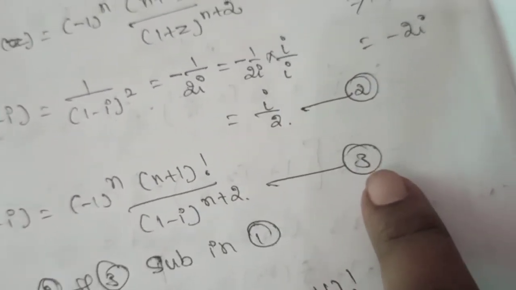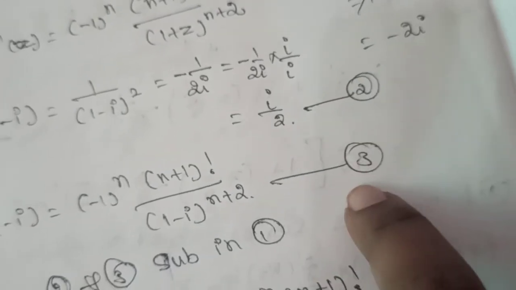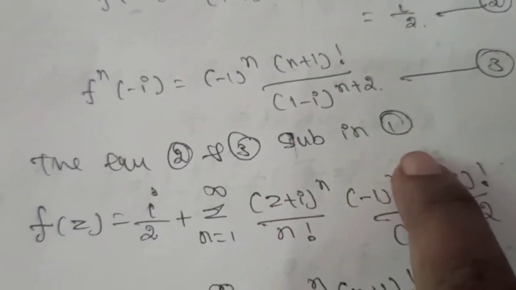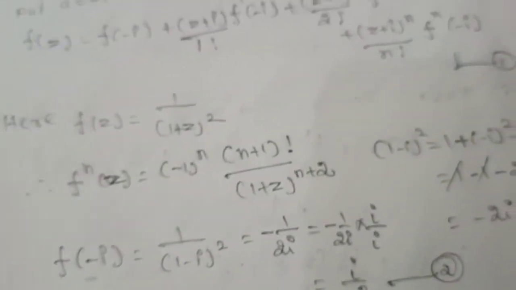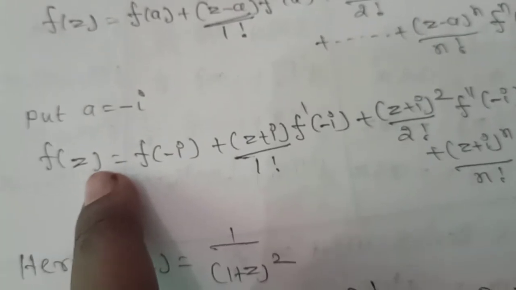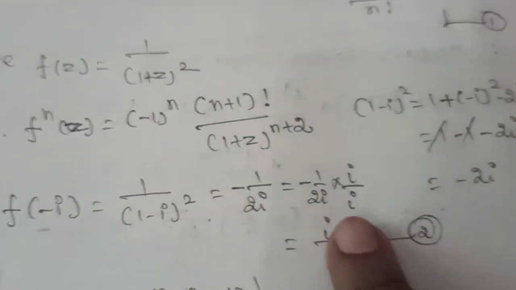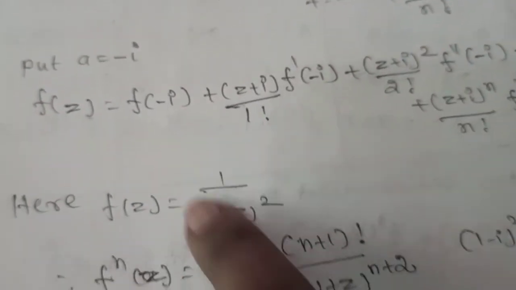Next, take equations number 2 and 3 and substitute them in equation number 1. You take equation number 1, f(z), which is equal to f(minus i). What is the f(minus i) value that you got as the answer? I divided by 2. Substituting in this equation, that is i divided by 2.